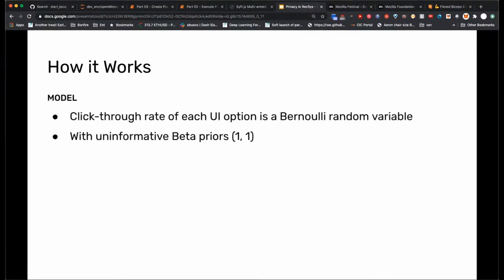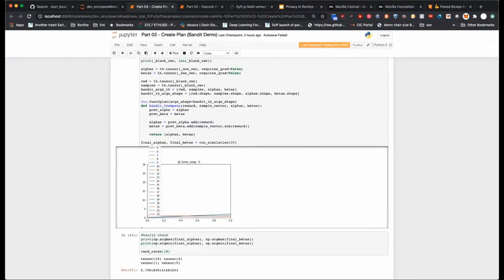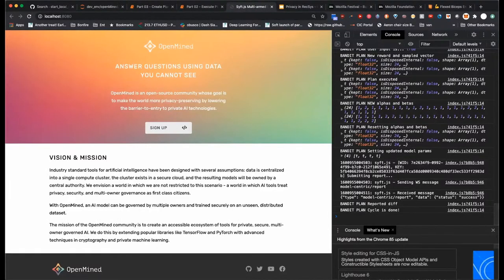So we're modeling the click-through rate of each UI option as a Bernoulli random variable. And we're going to initialize it with uninformative data priors. What this looks like is that initially, everything is just a flat line. It's not very different because we haven't interacted with enough users to learn anything yet. This is also why when we're initially using this model, it's going to be fairly random. It will show you different layouts.